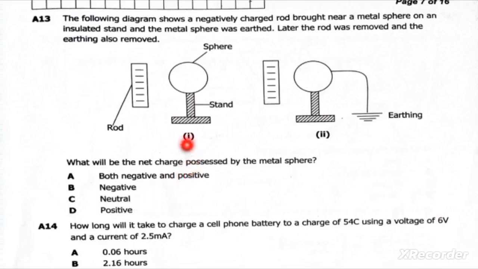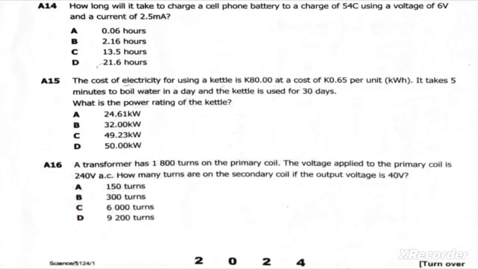So we need to remember that like poles repel, opposite poles attract. Since this rod is negatively charged, the moment we bring it here, it will push the negative charges to this side, then the positive charges will be here. Then if we earth this sphere, all the negative charges will run to the earth, then this one will remain with the positive charges only. So therefore, our correct answer is D, positive charges. We move to the next question, which is question A14.